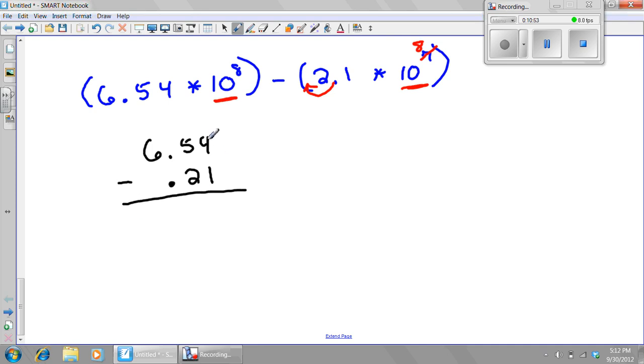I'm going to go ahead and subtract. 4 minus 1 is 3. 5 minus 2 is 3. Decimal point stays the same. 6 comes down because there's nothing here. In effect, there's a 0. And then what am I counting? I'm counting 10 to the 8th.